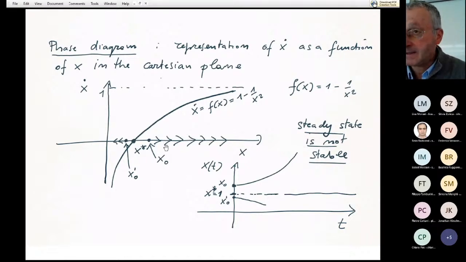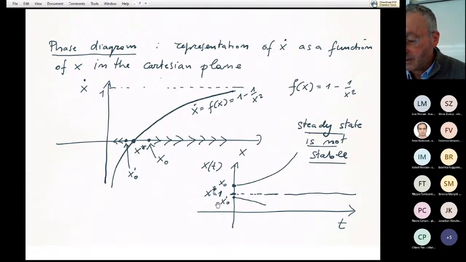Phase space means that time doesn't appear here because it is autonomous. I only check the level of the variable and accordingly the time derivative. If I want to represent qualitatively these trajectories, starting from initial condition x0 on the right and x prime 0 on the left, I want to represent it on a time graph with time in the abscissa and the level of the variable in the vertical coordinate.